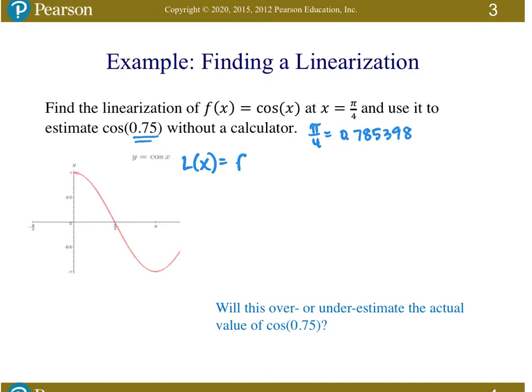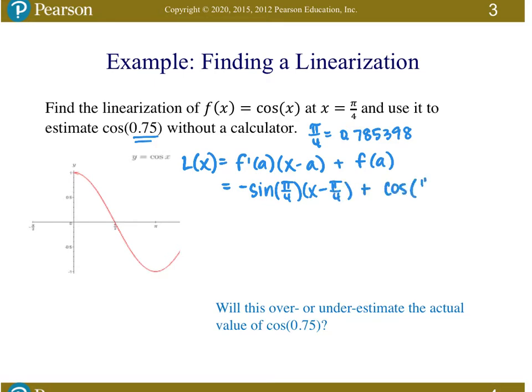So the linearization is the derivative times x minus the value plus the y value. So ours is the derivative of cosine, which is negative sine, at pi fourths, times x minus pi fourths, plus the function value, so the cosine of pi fourths. So we're looking at negative rad 2 over 2 times x minus pi fourths plus positive rad 2 over 2. So this is the linearization, and we can use this linearization to estimate 0.75.